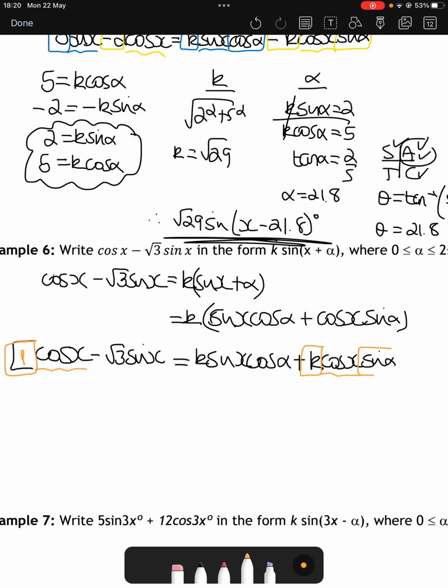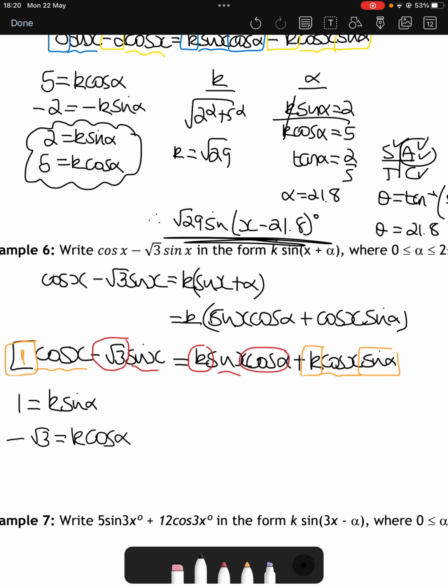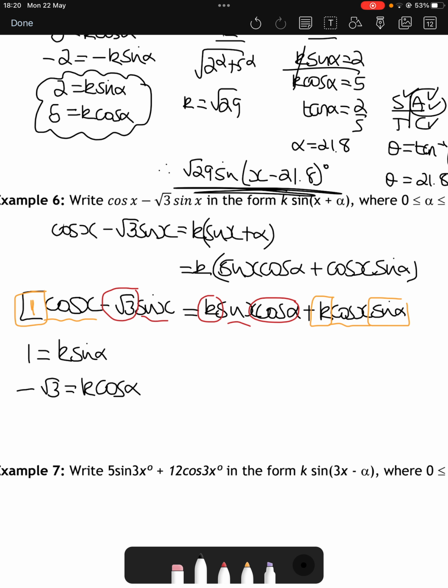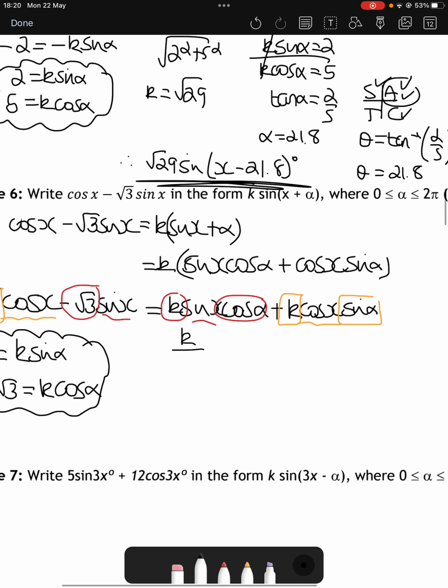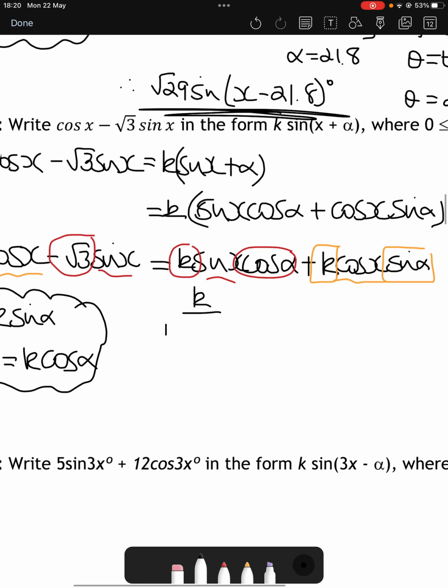K sine alpha. Now if you don't have colours, you can use different shapes. I'll do that in this one. And negative 3. There's my sine x, k cos alpha. So negative root 3 is k cos alpha. Quick check what we have at the side. It's in the form of sine and cos. There's no negative in front of our k, so actually this one is good to go. Once you do that, turn them out. 1 and minus root 3.